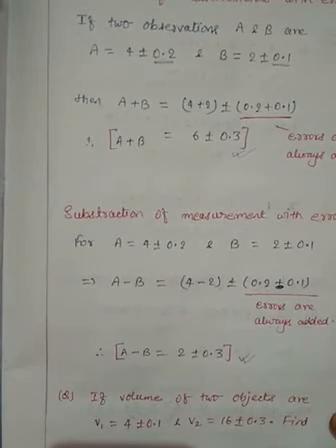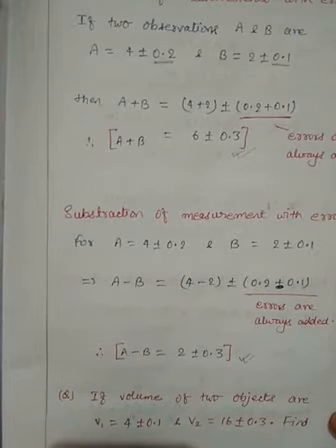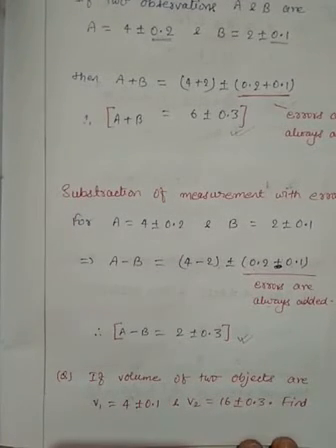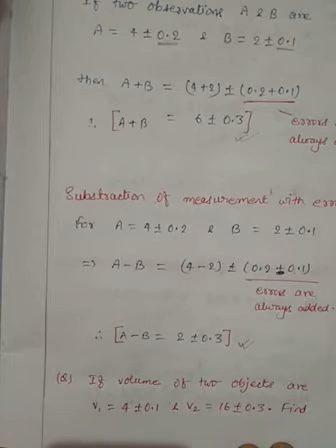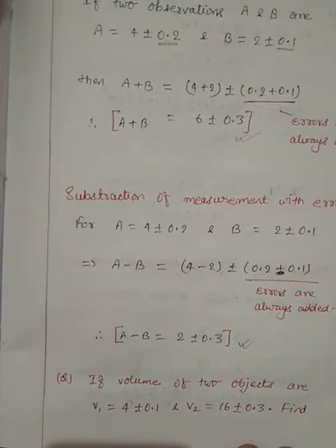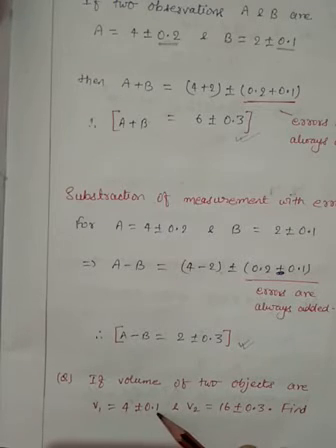Now, based on this we will solve one example so that everything is clear. So, I am having a scenario, suppose that I am having volume of the two objects as V1 and V2 with certain errors. The value of V1 is 4 plus minus 0.1 and value of V2 is 16 plus minus 0.3.